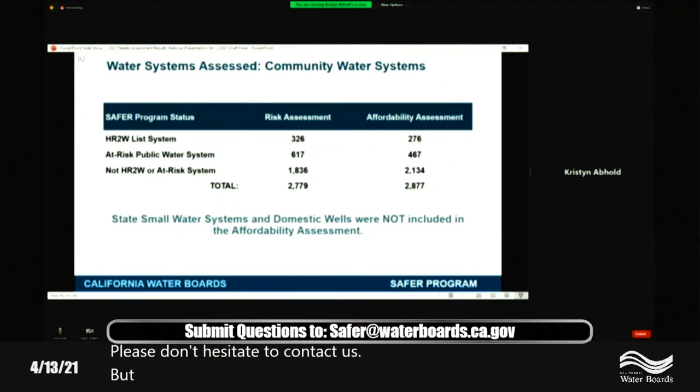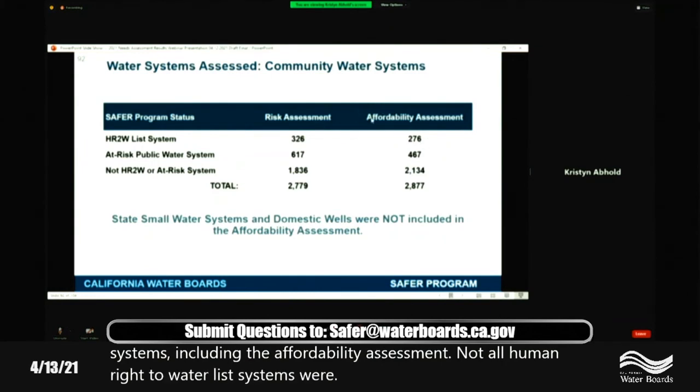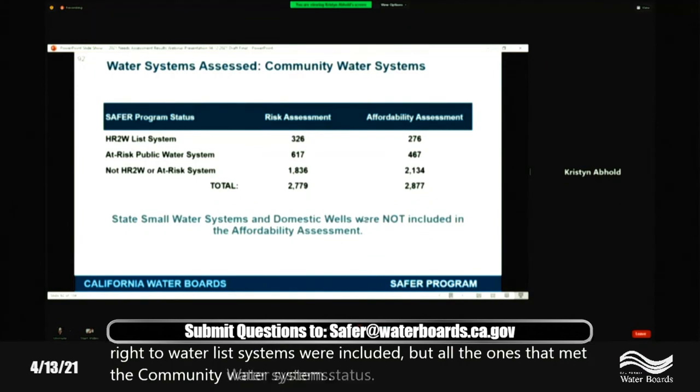But you can see here in the table the difference in the number of systems included in the affordability assessment. Not all human right to water list systems were included, but all the ones that met the community water system status were definitely included here.